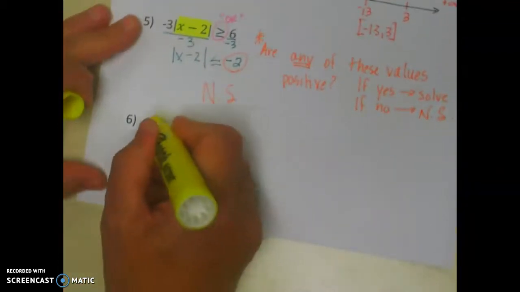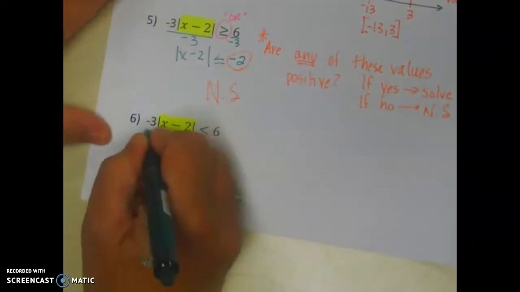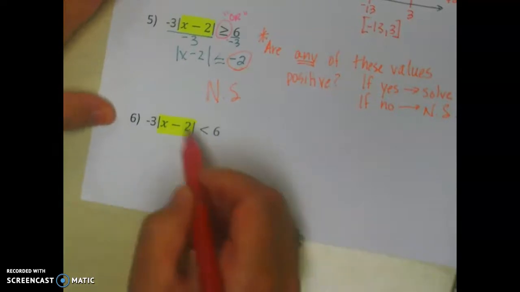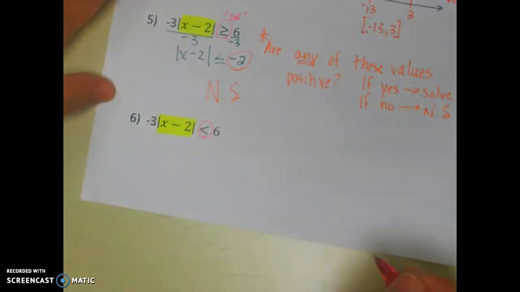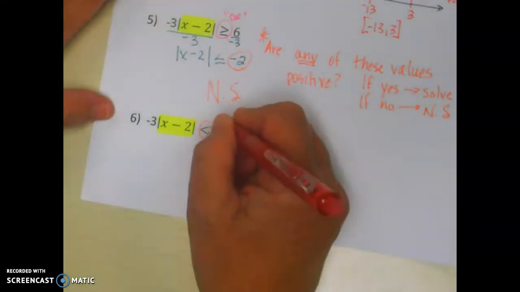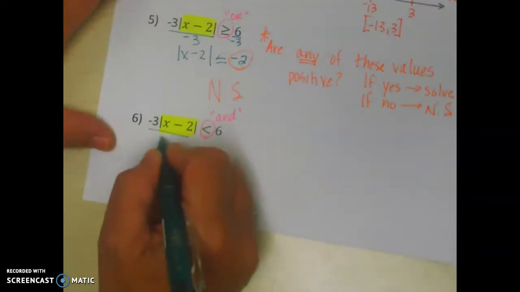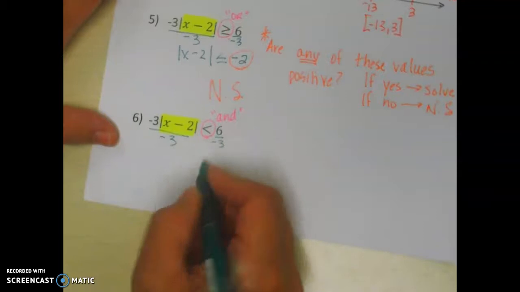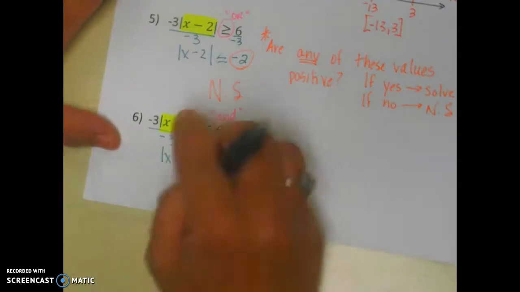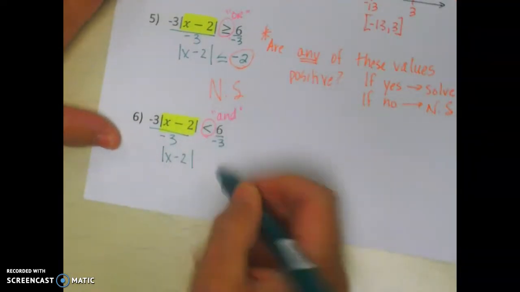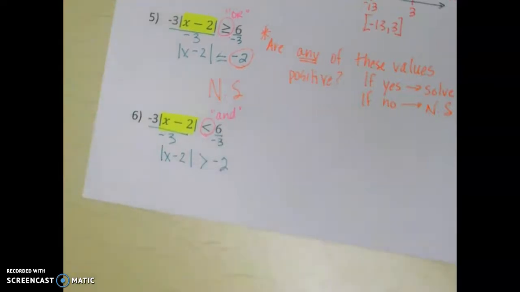Okay, this time I'm going to divide by -3. Oh wait, first, is this an and or an or? This time it's facing left. It doesn't matter if it has an equals or not. The ones facing left are ands. So that's going to be an and. Divide by -3. When you divide by -3, then I have the absolute value of x minus 2 is, whoops, I almost did it again, didn't I? Is greater than -2. Okay, because when you divide by a negative, you flip the inequality.